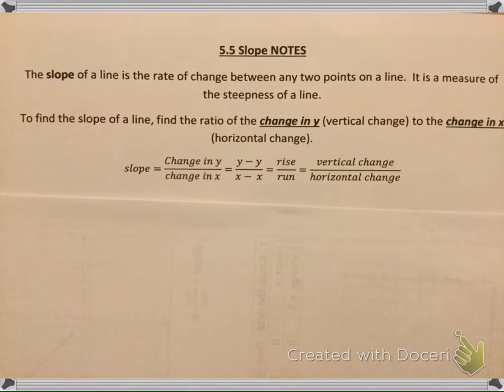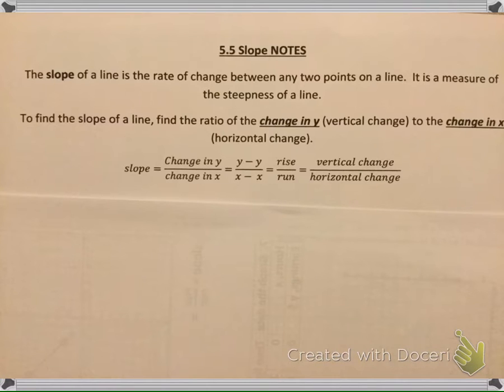The slope of a line is the rate of change between any 2 points on a line. It is a measure of the steepness of a line. Okay, we've been talking about rate. Okay, slope is rate. That's exactly what it is.